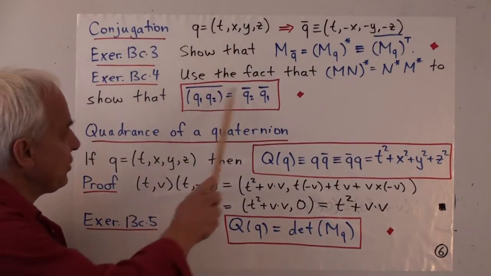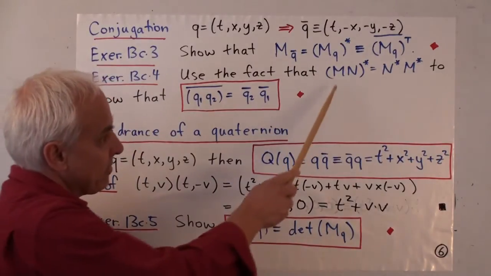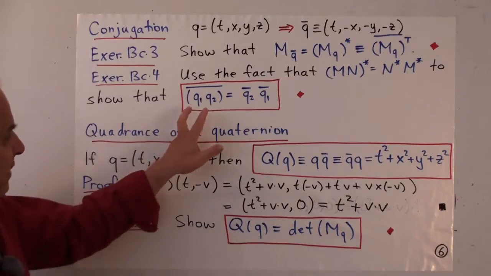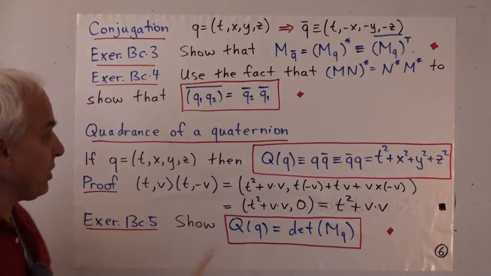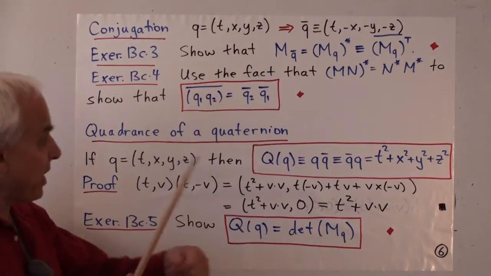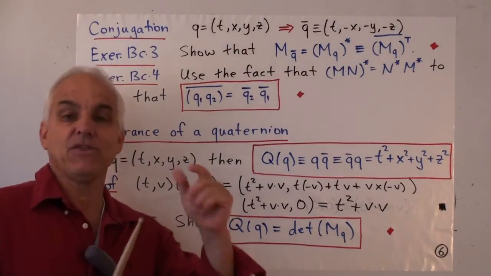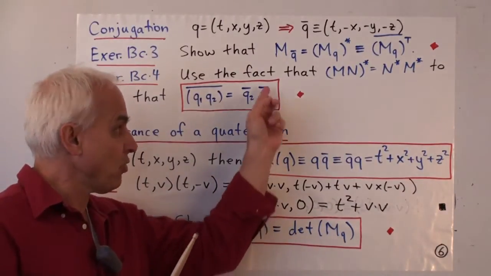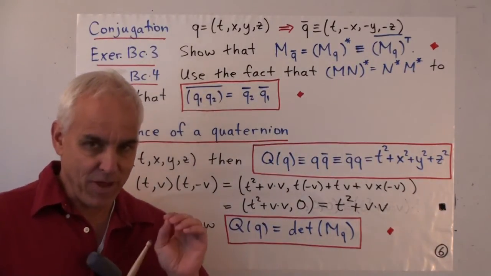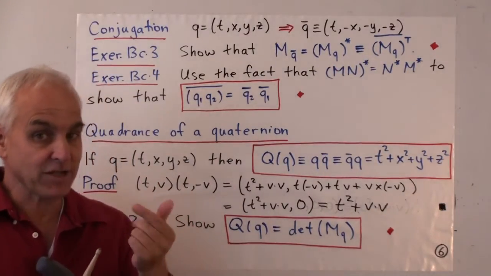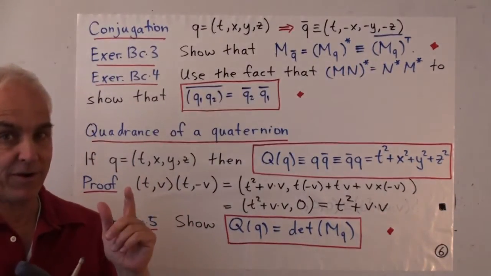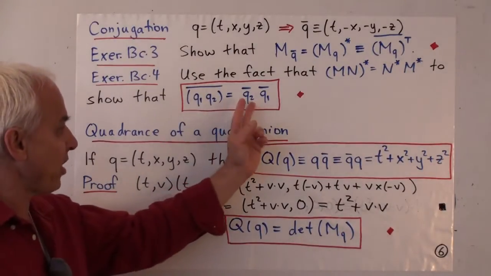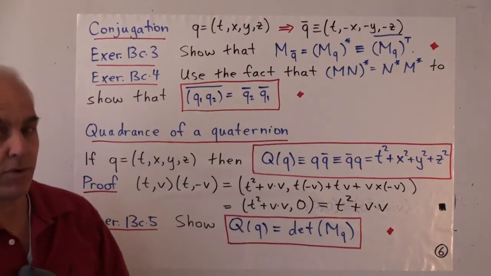And the second exercise: use the fact that this conjugation satisfies (MN)* equals N* M* to show that if you have the product of two quaternions, q1, q2, and you conjugate the product, then you're getting the product of the conjugates, but in the reverse order. So you're getting q2 bar times q1 bar. Remember that multiplication is not commutative, so the order does matter. And when we conjugate the product, we get the product of the conjugates, but in the reverse order.